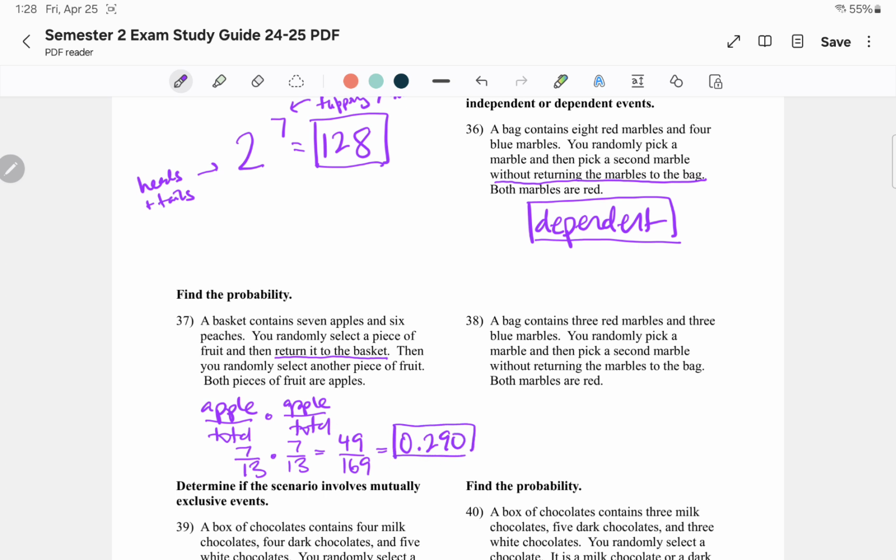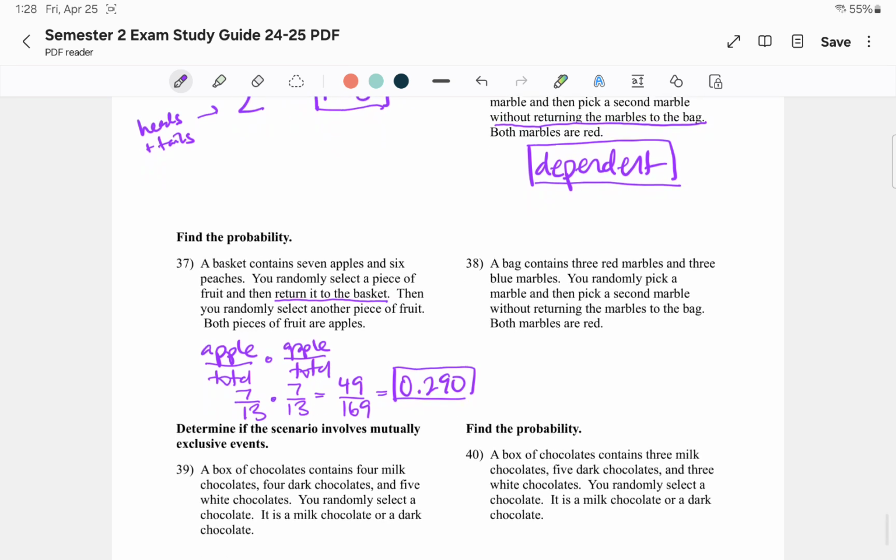All right, 38. A bag contains 3 red marbles and 3 blue marbles. You randomly pick a marble and then pick a second marble without returning the marbles to the bag. Both marbles are red. So now this one, see over here, 37 was independent. 38 is going to be dependent because you're not putting the marbles back, right? It's changing.